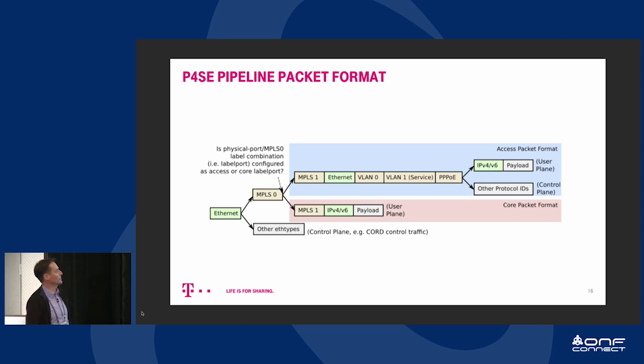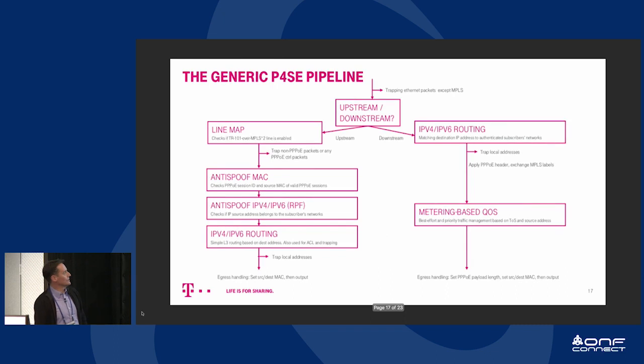So you have Ethernet frames coming in. First of all, you check whether it's up or downstream packets, and here you see the headers that we use. So incoming from the core, we have one MPLS label and then the usual headers. And incoming from the access side, we have the stacked VLANs. We put an MPLS label on top because of the IEEE limit. Yeah, and so on.